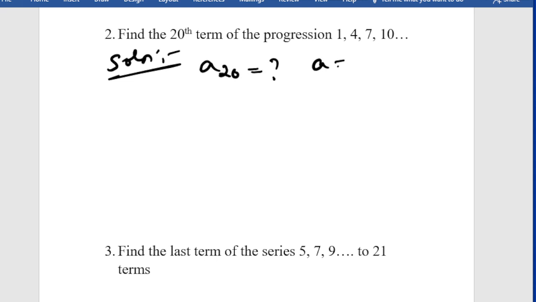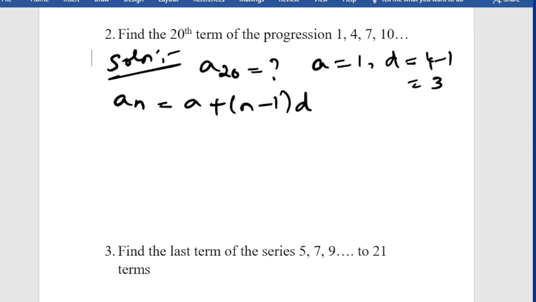Here A equal to 1, and what is D? D is T2 minus T1 or T3 minus T2, 4 minus 1, which is 3. Apply the general formula, an equal to a plus n minus 1 into d. a equal to 1 plus, here n is 20, we are finding the 20th term. So 20 minus 1 into 3.